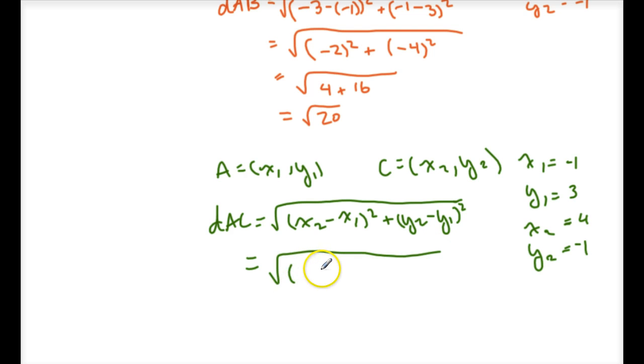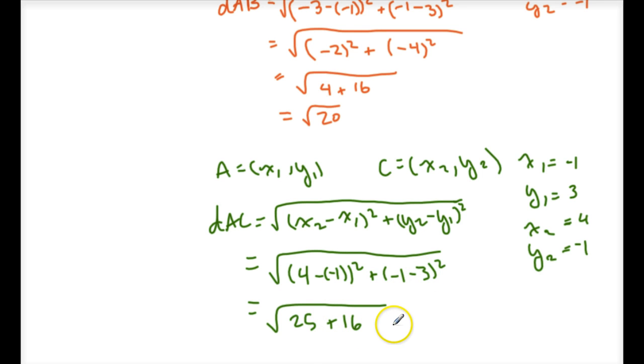And so we get x2, which is 4, minus negative 1, quantity squared, plus negative 1 minus 3, quantity squared. Let's do some simplifying. 4 plus 1 is 5. 5 squared is 25. Negative 1 plus negative 3 is negative 4. Squared is 16. So here we have the square root of 41.